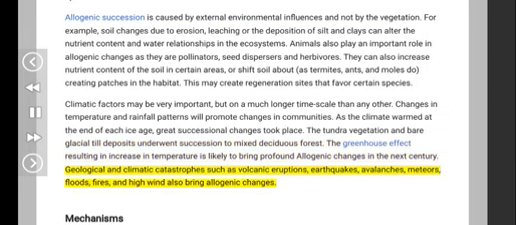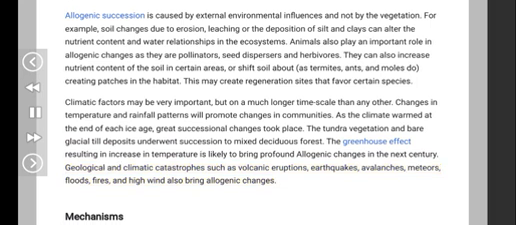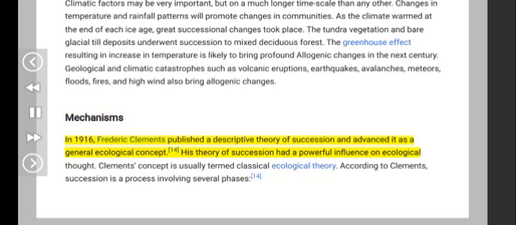Geological and climatic catastrophes such as volcanic eruptions, earthquakes, avalanches, meteors, floods, fires, and high wind also bring allogenic changes. Mechanisms. In 1916, Frederick Clements published a descriptive theory of succession and advanced it as a general ecological concept. His theory of succession had a powerful influence on ecological thought. Clements' concept is usually termed classical ecological theory.